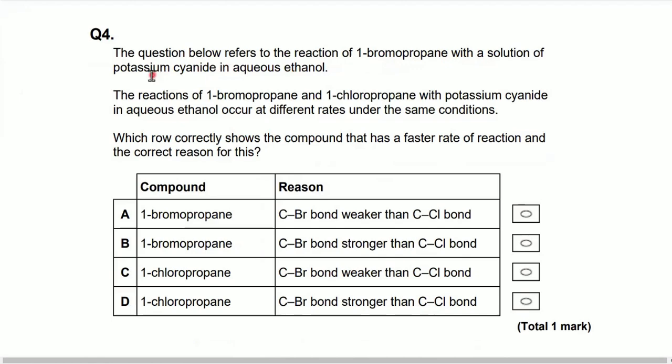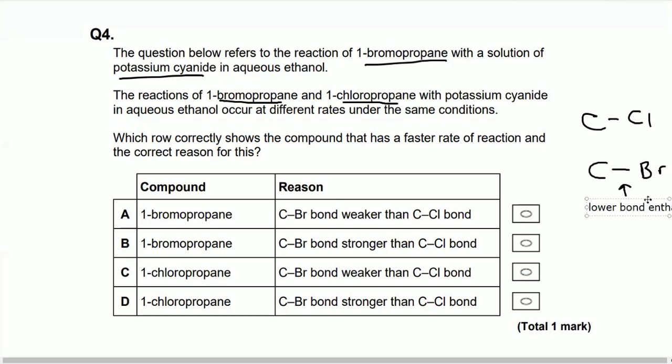Question 4, the question below refers to the reaction of 1-bromopropane with a solution of potassium cyanide in aqueous ethanol. So we've got the same reaction going on. The reactions of 1-bromopropane and 1-chloropropane with potassium cyanide and aqueous ethanol occur at different rates under the same conditions. Which row shows the compound that has a faster rate of reaction, and what's the correct reason for this? So what you're looking at here is you're looking at the bonds.